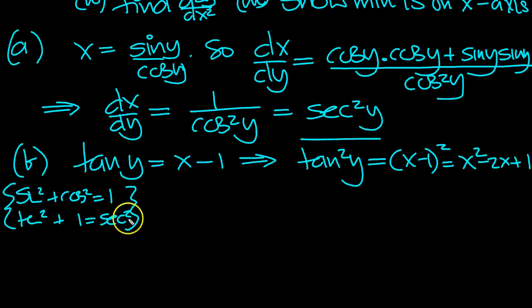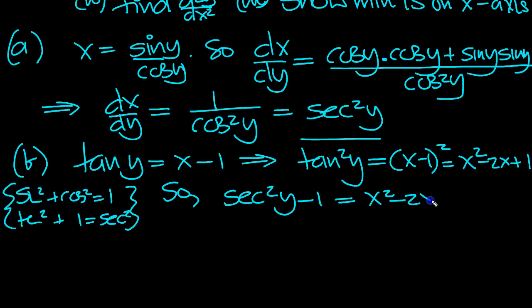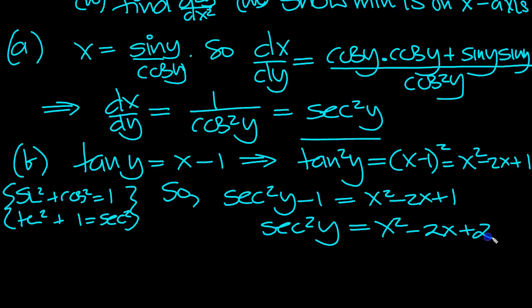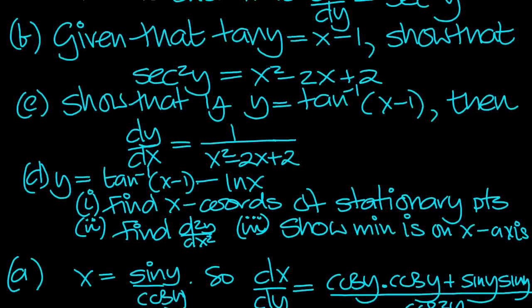So there's our little memory aid for trig identities. So we can replace tan squared y by sec squared y minus 1, and that will equal x squared minus 2x plus 1. And move the 1 over, so we end up with sec squared y is equal to x squared minus 2x plus, moving the 1 over, 1 plus 1 is 2. That's what we wanted to show, wasn't it? So that's good. That's part B.